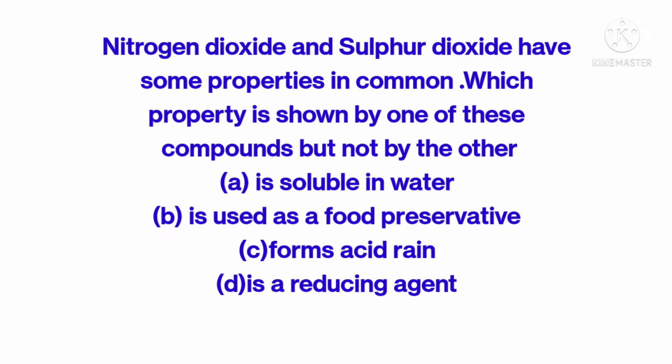Nitrogen dioxide and sulfur dioxide have some properties in common. Which property is shown by one of these compounds and not by the other? A. Both are soluble in water. B. Is used as a food preservative. C. Forms acid rain. And D. Is a reducing agent. So sulfur dioxide is used as a food preservative, but nitrogen dioxide is not used. So option B is the correct answer.